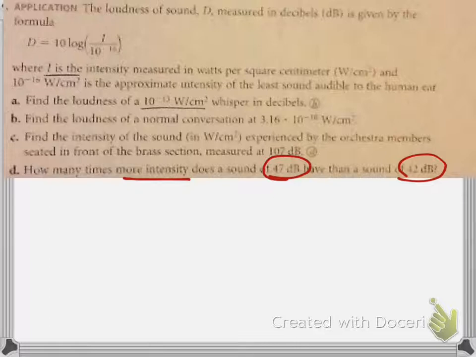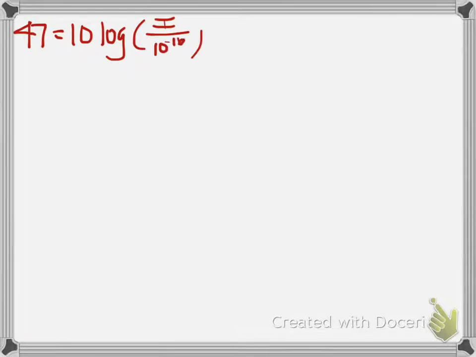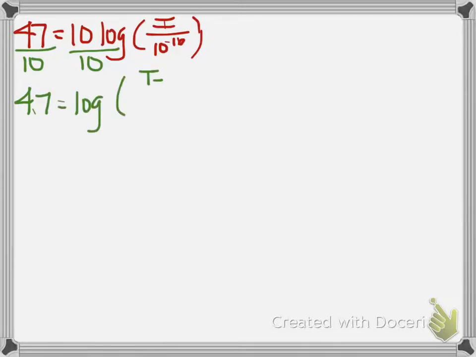So I'm going to start this on a new screen because otherwise I think it's going to just be all jumbled and messy. So let me get to a clean screen here. And I'll start with the 47 decibels. So 47 equals 10 times the log of I over 10 to the negative 16. And I'm just going to go through and solve this the same way we did the last one. Divide both sides by 10, giving me 4.7 equals log of I divided by 10 to the negative 16th.